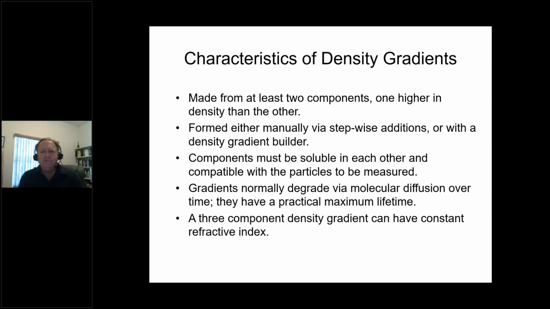So what are the characteristics of density gradients? They're made from at least two components, one higher in density than the other. They're formed either manually or by stepwise additions or with a density gradient building machine. The components have to be miscible with each other, but also they have to be compatible with the particles. And finally, a three-component density gradient, if you choose the components correctly, can have a variability in density, but constant refractive index, which is advantageous sometimes.